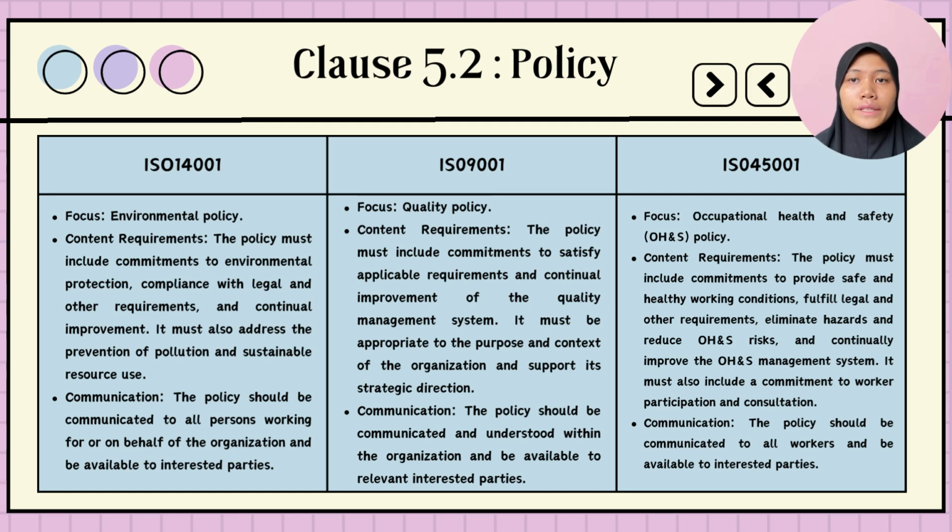For ISO 9001, it is focused on quality policy. For the content requirements, the policy must include commitments to satisfy applicable requirements and continual improvement of the quality management system. It must be appropriate to the purpose and context of the organization and support its strategic direction. For the communication, the policy should be communicated and understood within the organization and be available to relevant interested parties.